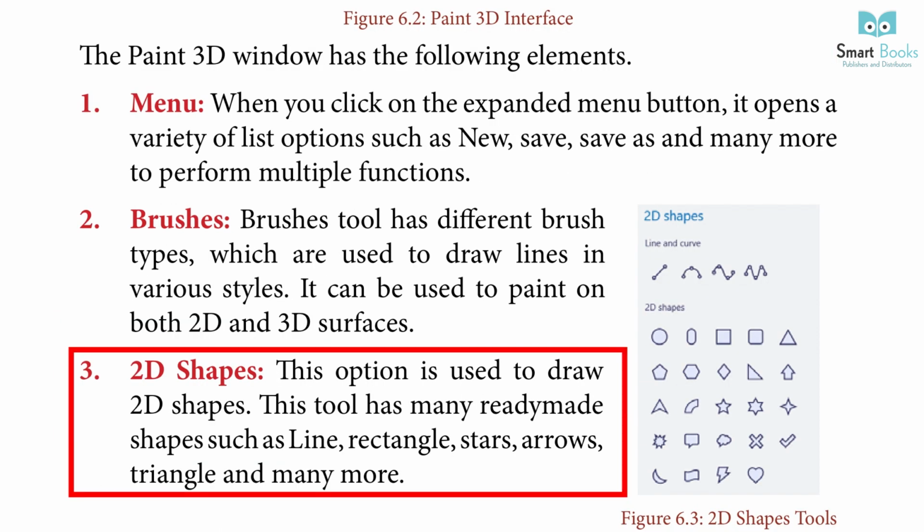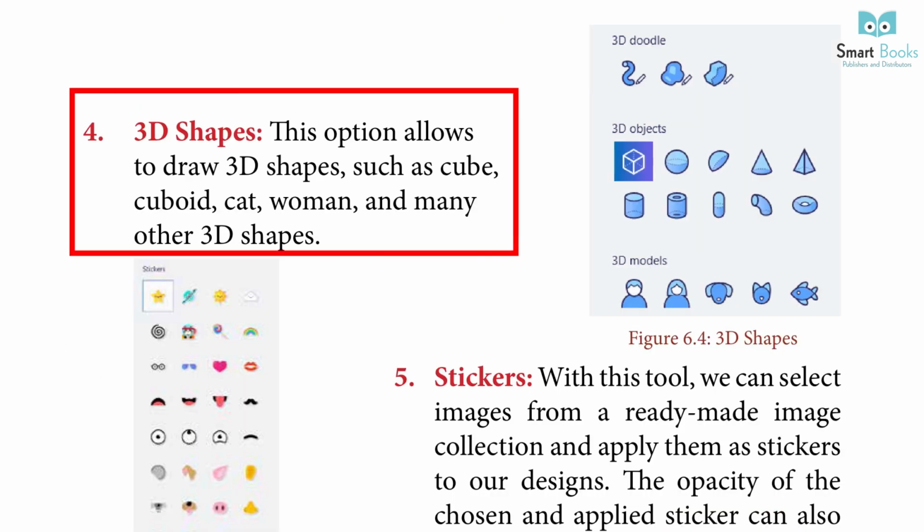3. 2D shapes. This option is used to draw 2D shapes. This tool has many ready-made shapes such as line, rectangles, stars, arrow, triangle, and many more. 4. 3D shapes. This option allows us to draw 3D shapes such as cube, cuboid, cat, woman, and many other 3D shapes.